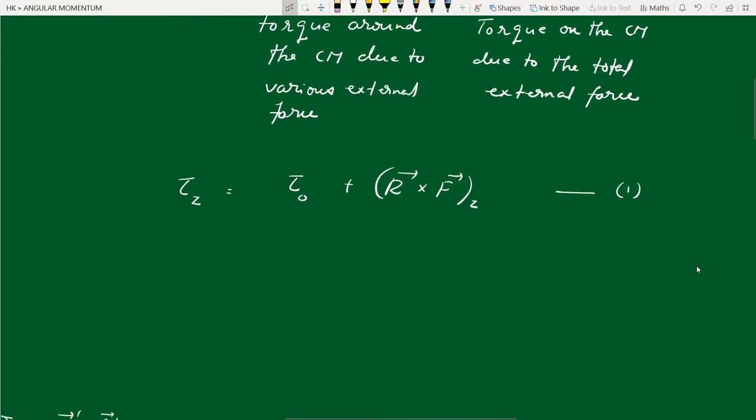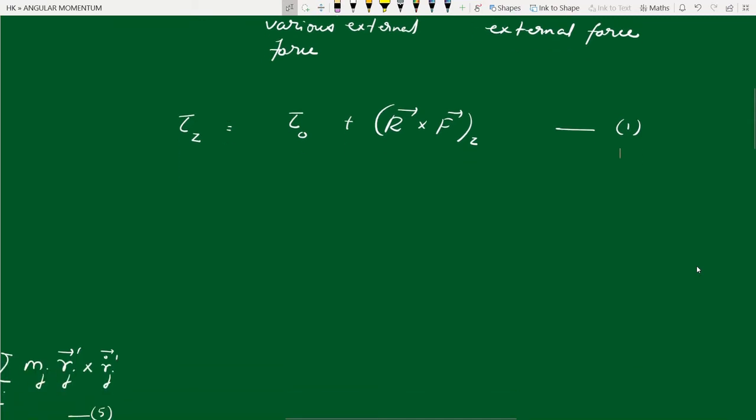Now let us connect the expression for angular momentum and torque. We have written the expression for the z component of angular momentum in the previous class: I0 omega, angular momentum due to rotation of the rigid body around the center of mass, plus R cross mv z component, angular momentum due to the translation of the center of mass. This we have already written, and let us try to connect the two.